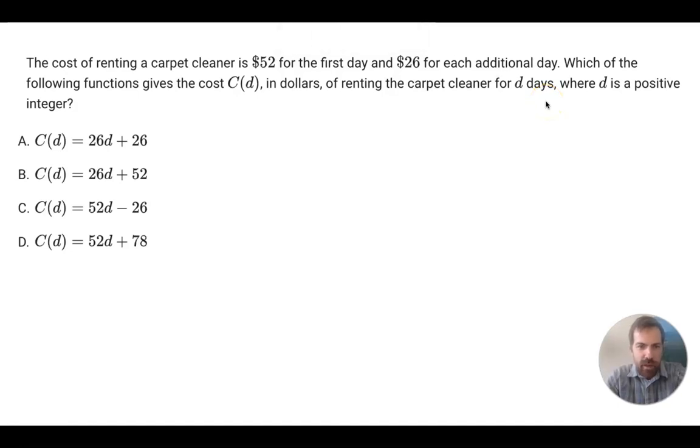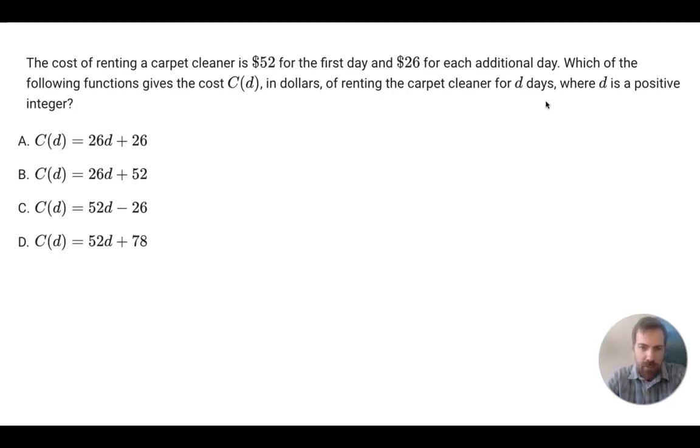Right now we're going to be showing you a solution to problem number 21 from practice test 7. This is on the harder second math module from that test. Okay, so on this problem, we're renting a carpet cleaner and they charge $52 for the first day, and then for each additional day they charge $26. So then they're just asking us which of the functions shows the cost in dollars of renting the carpet for D days, where D represents the number of days.